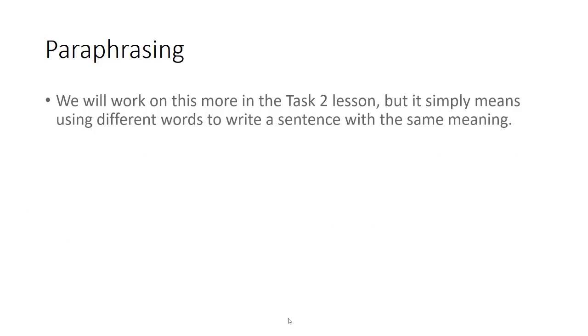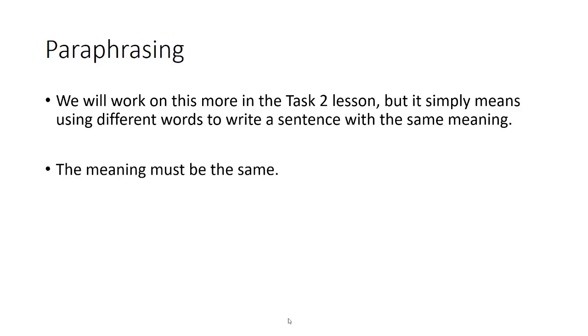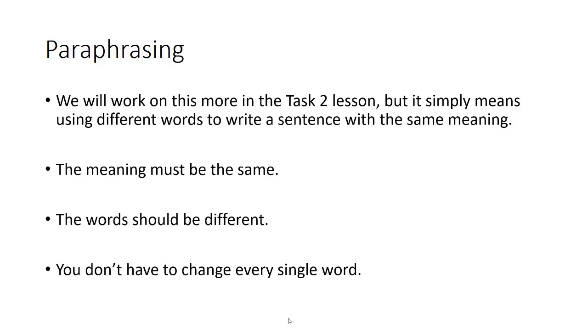So paraphrasing. We will work on this more in the Task 2 lesson, but it simply means using different words to write a sentence with the same meaning. So the sentence should have the same meaning, but with some different words. The meaning must be the same. That's not negotiable. You can't just put in some words that mean something different and say, yeah, but it kind of means the same. No, it has to mean exactly the same. The words should be different. But you don't have to change every single word.